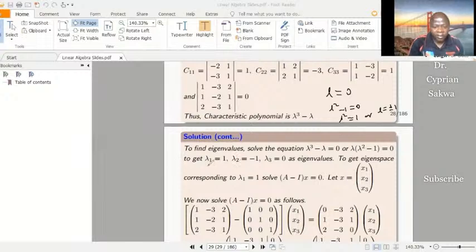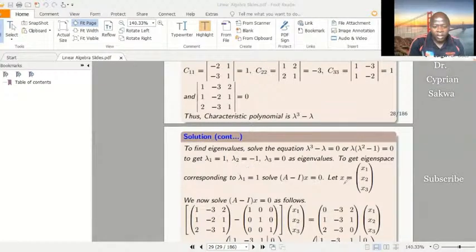So the eigenvalues therefore are lambda 1 is equal to 1, lambda 2 is equal to -1, and lambda 3 is equal to 0. There's no order. Any of them can be lambda 1, and any of them can be lambda 2, and so on. There's no order. We are just getting the values of lambda. So these are the eigenvalues. We now want to get eigenvectors corresponding to each of these eigenvalues.